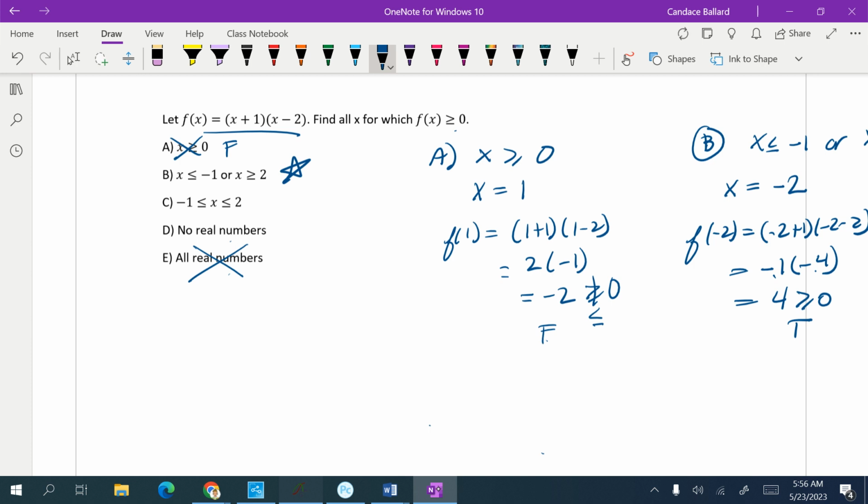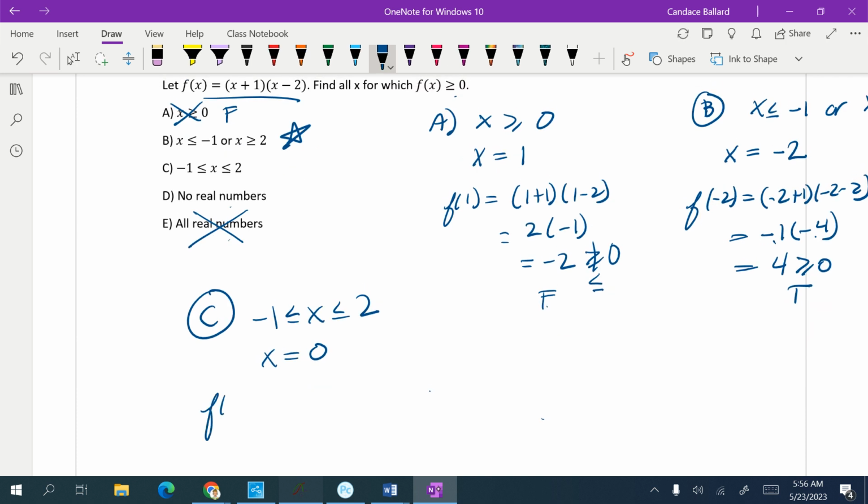Let's look at C. So C is saying that my value has to be between negative 1 and 2. So I'm going to test 0. So I'm going to find f of 0 equals (0 plus 1) times (0 minus 2). So that'd be 1 times negative 2. And what do you know, it's negative 2. That is not greater than or equal to 0. It's actually less than 0. So this one is false.